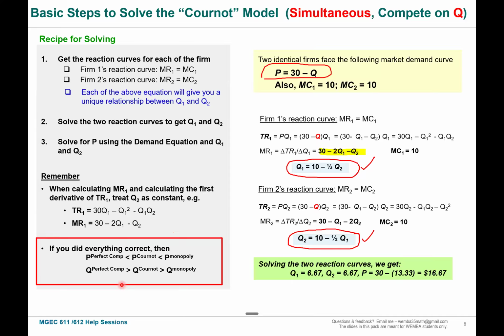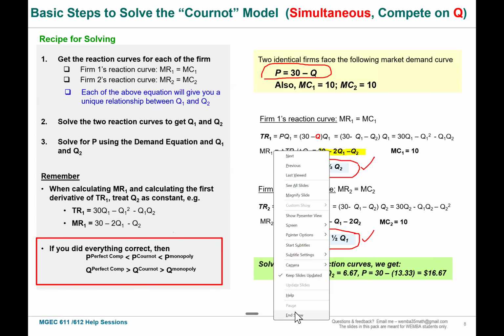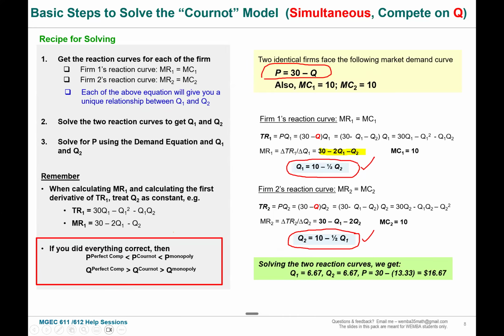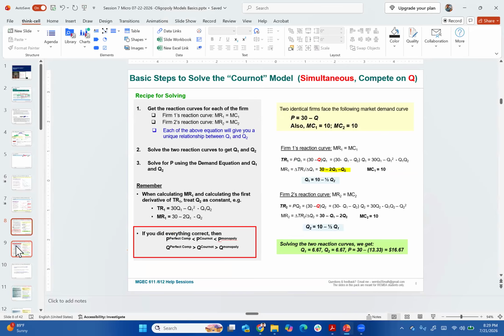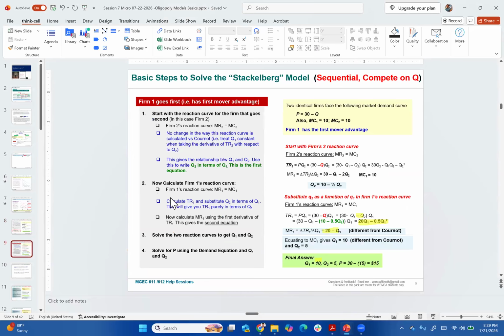Okay. So this is the Cournot structure, and we'll do so many problems in the next hour that hopefully you'll start to see a pattern here. Okay, so let's try the next one.